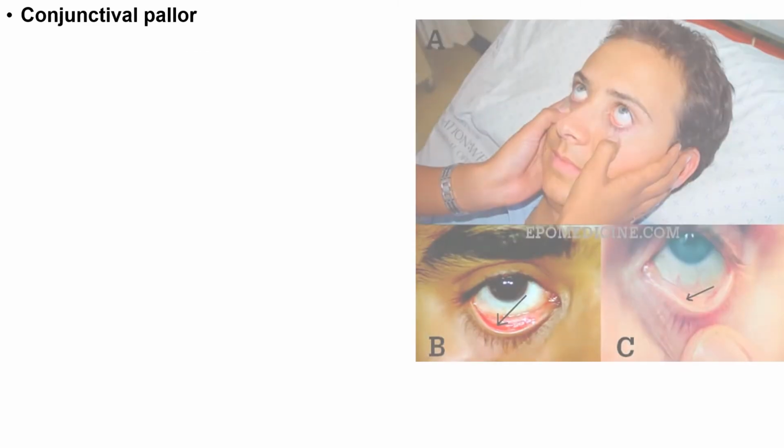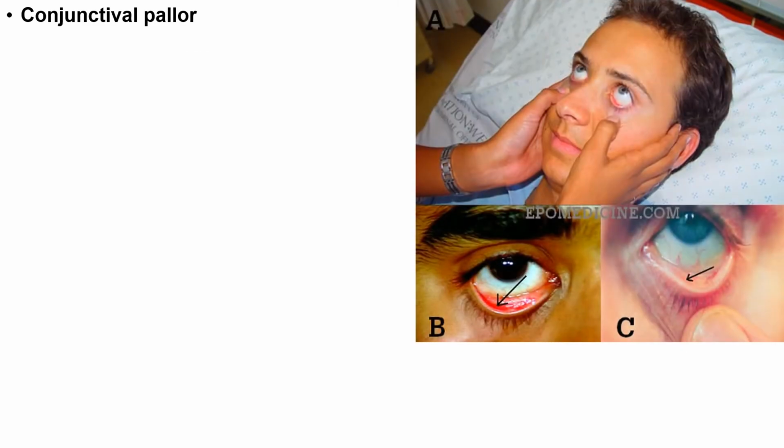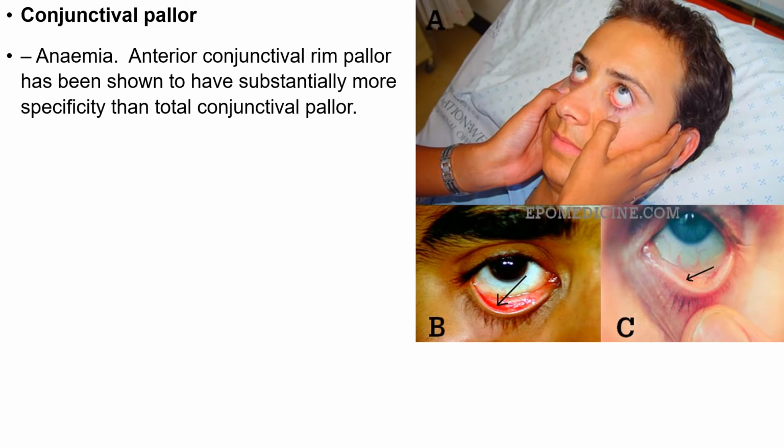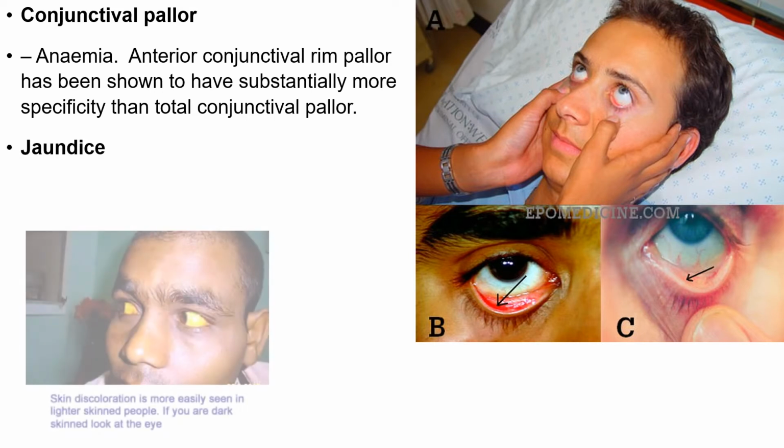Okay, conjunctival pallor. You may see this in lots of places, but you'll see it in anemia. It's quite non-specific really, because what I consider to be pale and what you consider to be pale can be really quite different things. Okay, anterior conjunctival rim pallor, as illustrated in the letter C, has been shown to have substantially more specificity than conjunctival pallor.